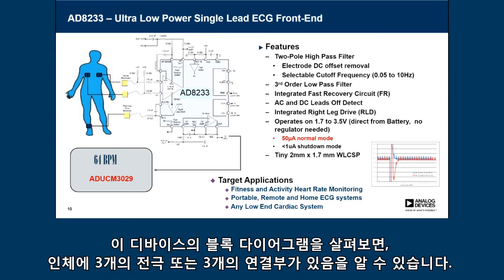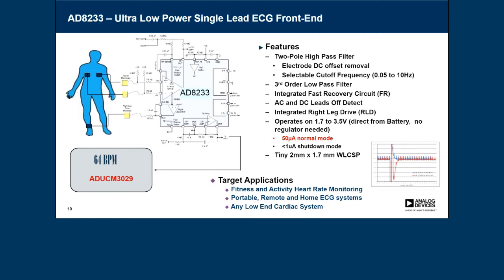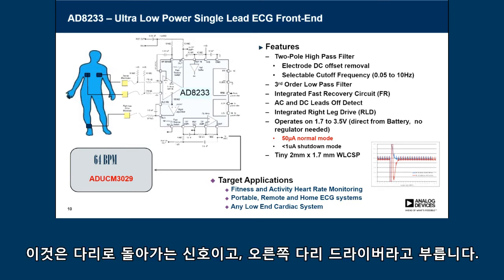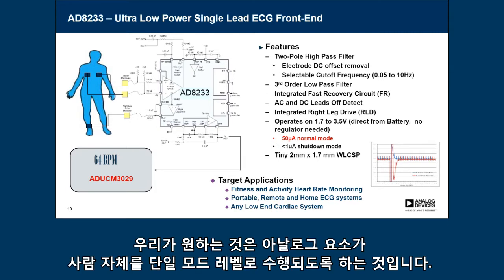Looking into the block diagram of the device, you see that we have three electrodes or three connections to the human body. So we have the two electrodes which are measuring across the heart to capture the ECG signal, and there is a signal that goes back to the foot, the right leg drive as we call it, which actually drives the common mode voltage of that patient or person. So what you would like is that your analog front end is on the same common mode level as the person itself.